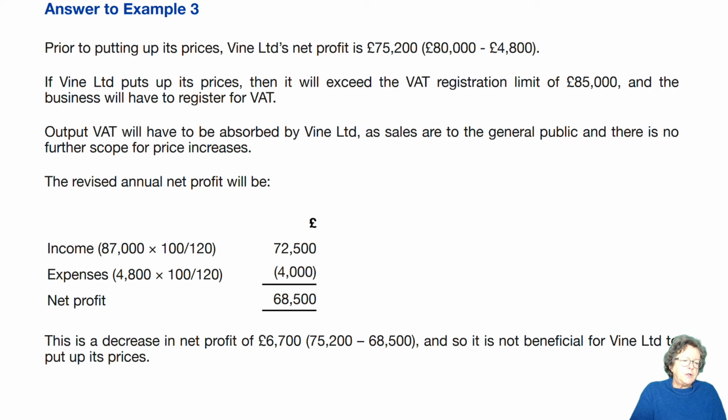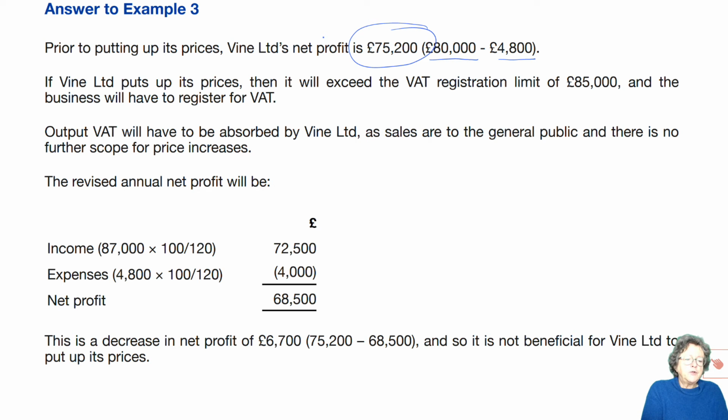So here we have the model answer. Prior to putting up its prices, it's net profit. So what they've done is worked out that's the income and that's the outgoing. So that's our profit figure. You'd be able to work that out from the question.